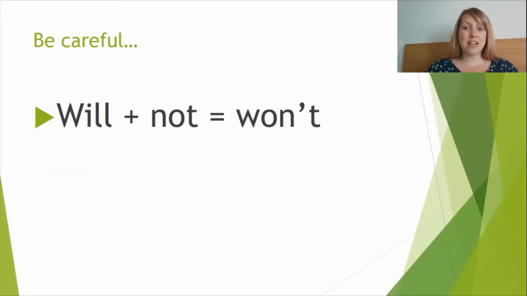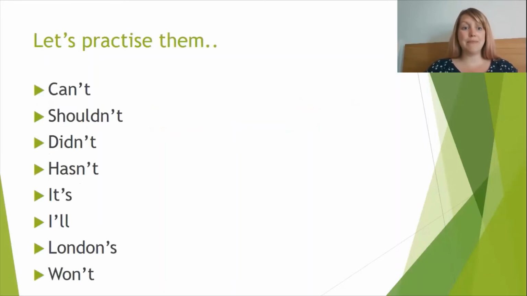Let's have a look at those contractions and see if you got them right. So here you can see that cannot became can't, should not became shouldn't, did not became didn't, has not became hasn't, it is became it's, I will became I'll, London is became London's. And of course we also have at the bottom will not, which becomes won't.